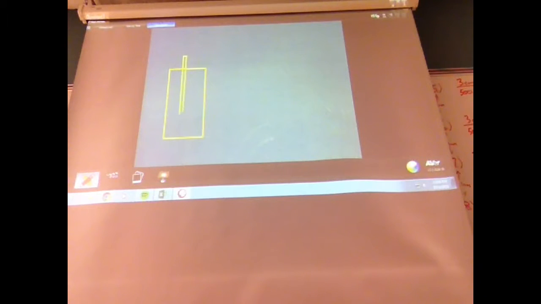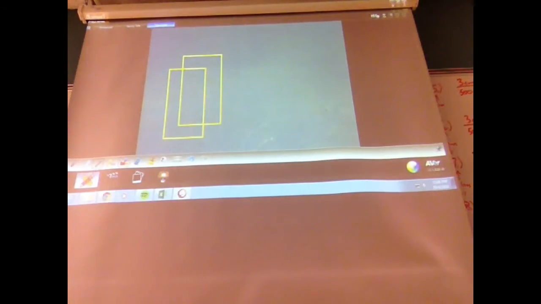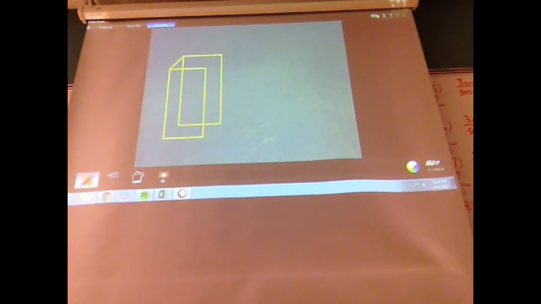And then what I'm going to do is this. I'm going to show you guys how to use the formula area of the base times height to find the volume of this shape, okay? Now, this shape is going to be the same as what it's going to be for the triangular prism, but I'll do the triangular prism video separate so you guys will be able to tell the difference between the two.